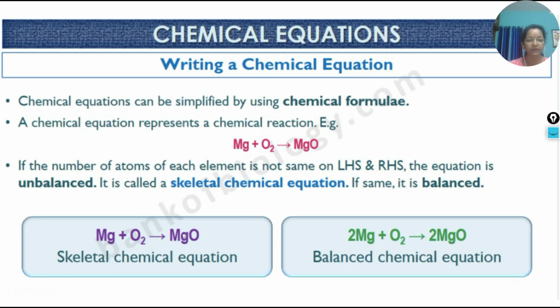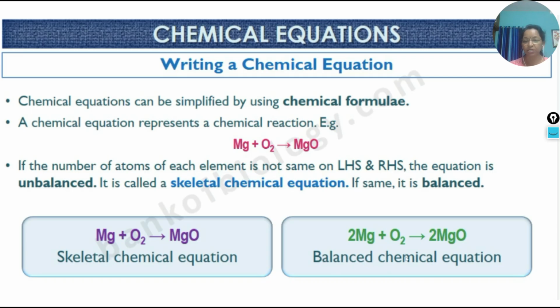But once you observe the reaction carefully, we can see that the number of magnesium atoms is one on the left-hand side and one on the right-hand side. But oxygen has two atoms on the LHS, whereas there is only one atom on the RHS. So this equation is not balanced, it is an unbalanced equation. We call it a skeletal chemical equation. Whereas if we add the numbers, 2Mg plus O2 gives 2MgO, then the reaction is balanced, and we call it a balanced chemical equation.